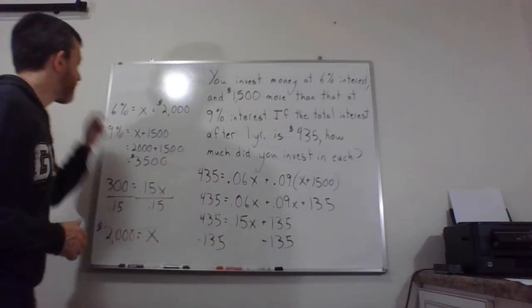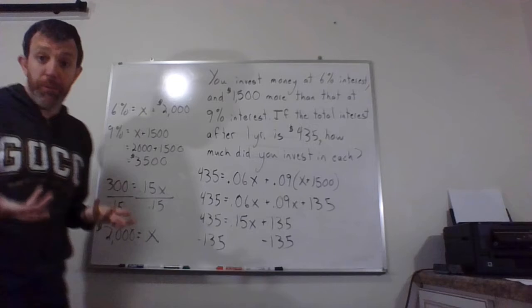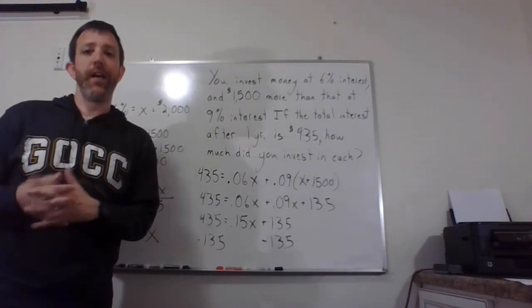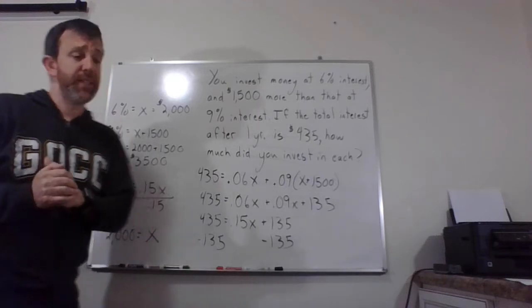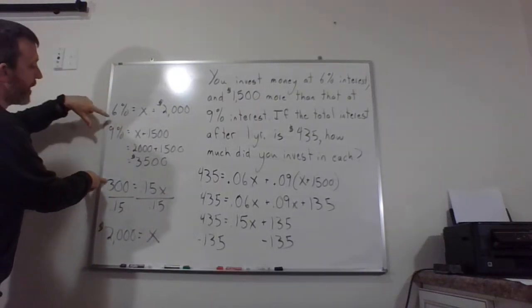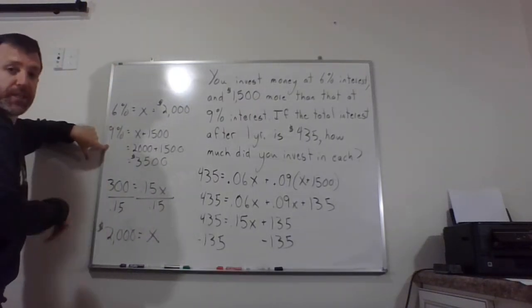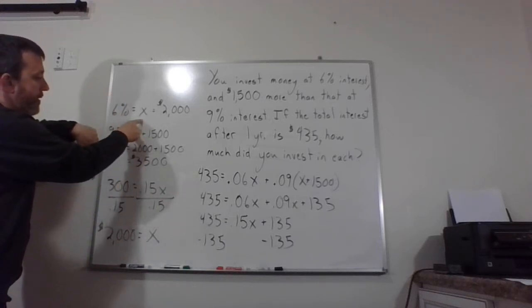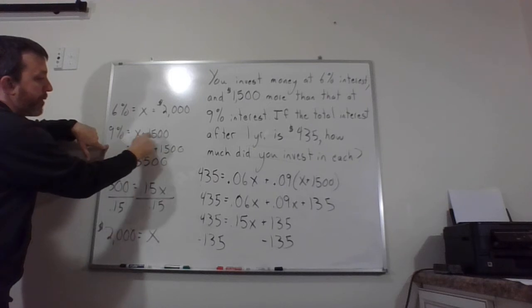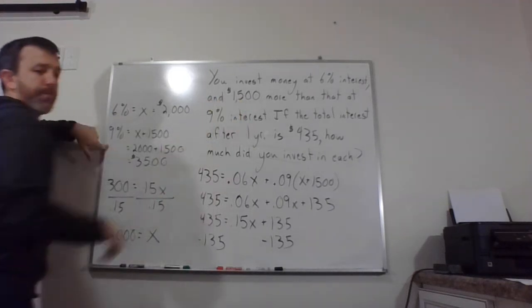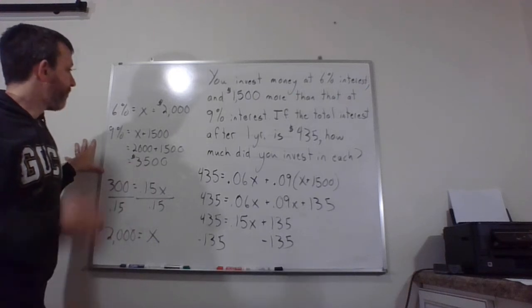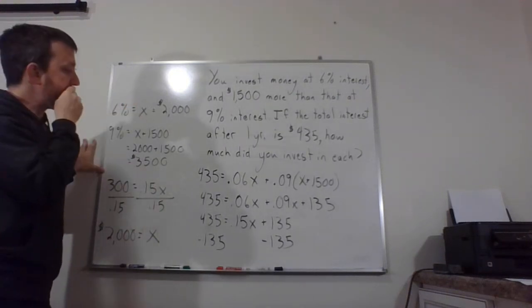Okay, so here's where I started. And here's where I would always start with these. Again, I need a letter for one of the two things, and then I need to express the other one using that same letter. So in this case, I noticed that there's more money in the 9% account, right? That's what we're told over there. So I called the 6% x and 9% x plus $1,500 because I know that's how much more there is in that 9% account. Now, obviously you can already see my answers there, but that's okay.